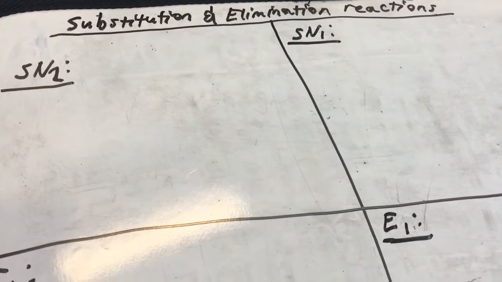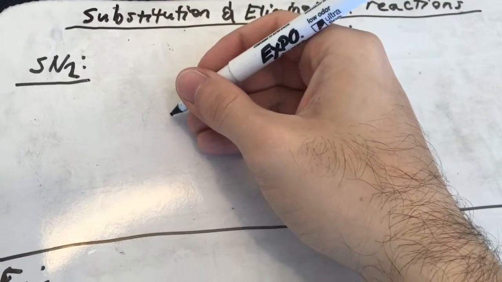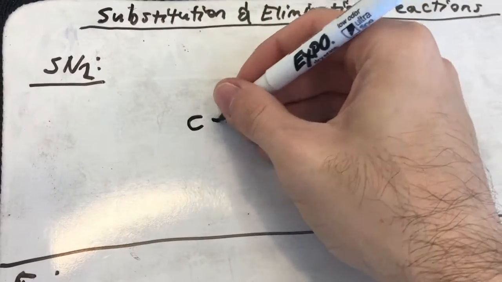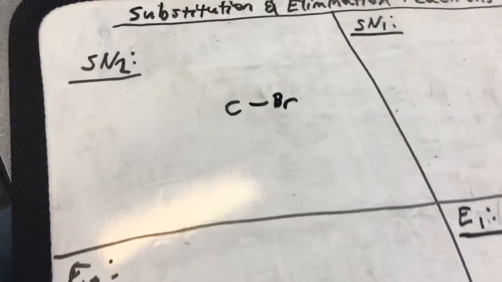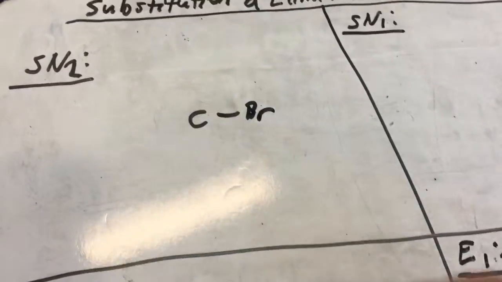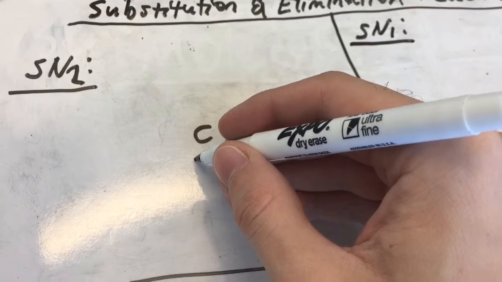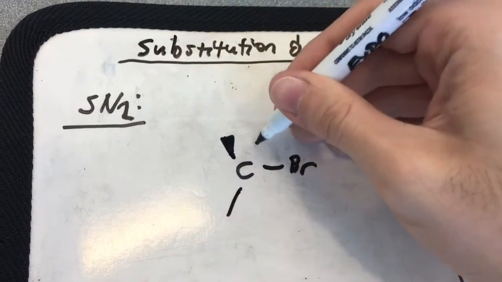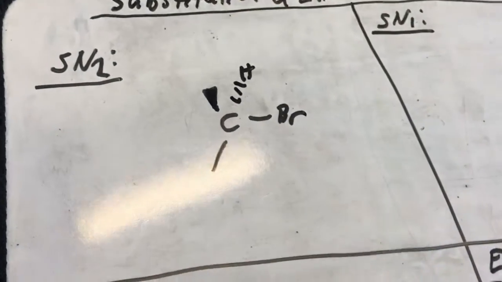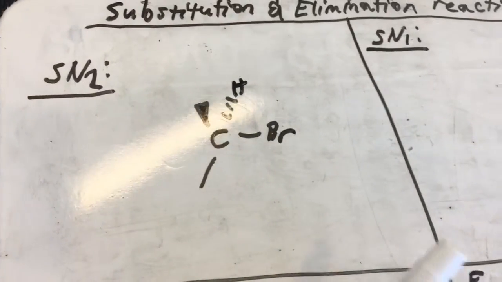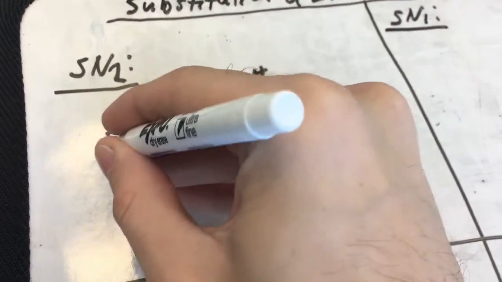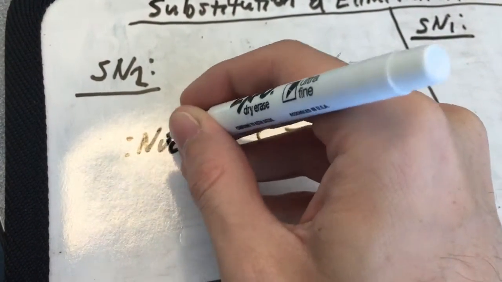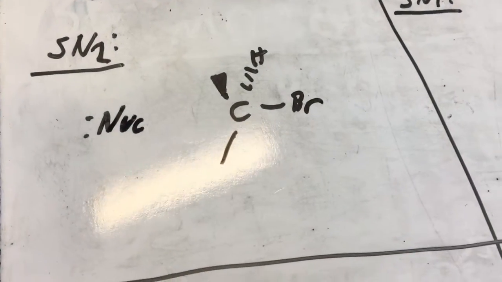So in SN2, let's say we have this carbon, and it's attached to bromine, which is a halogen, and it's therefore a good leaving group. Doesn't really matter much what we have attached to it other than that. And then let's just say we have a good nucleophile. It really doesn't matter what it is. It could be OH or whatever.